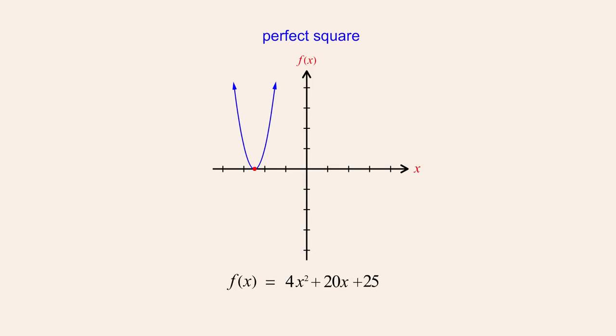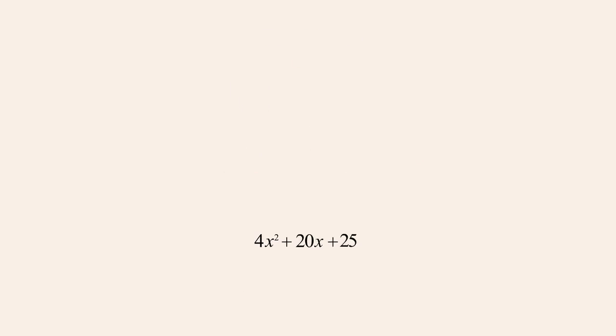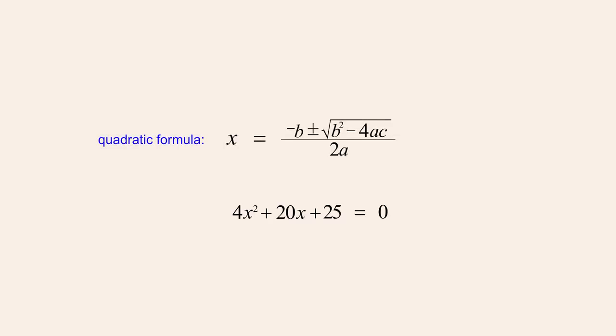The quadratic function 4x squared plus 20x plus 25 is a perfect square. And like all perfect square quadratic functions, it has a single x-intercept and thus a single 0. Now let's form a quadratic equation by equating this function to 0. Then, using the quadratic formula, we can find the solutions to this equation and thus the zeros of the quadratic function. This quadratic equation is in general form, and its constants a, b, and c are 4, 20, and 25.